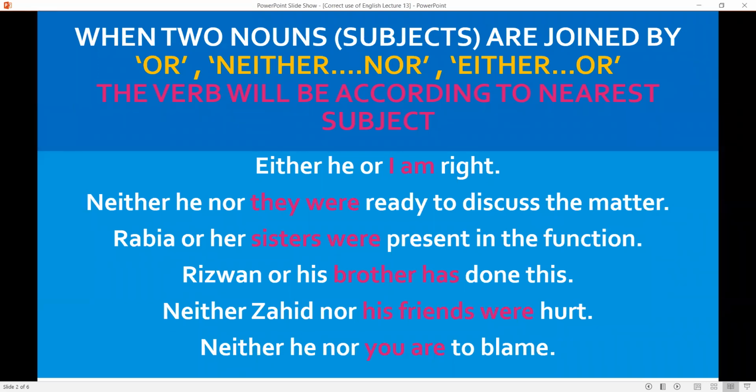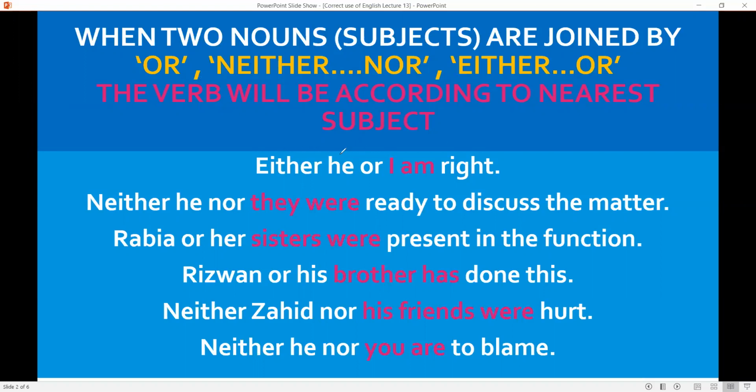Today we will learn some other rules through which we can understand better writing and how to speak better. When two nouns or subjects are joined by or, neither nor, either or, the verb will be according to the nearest subject. What does it mean?